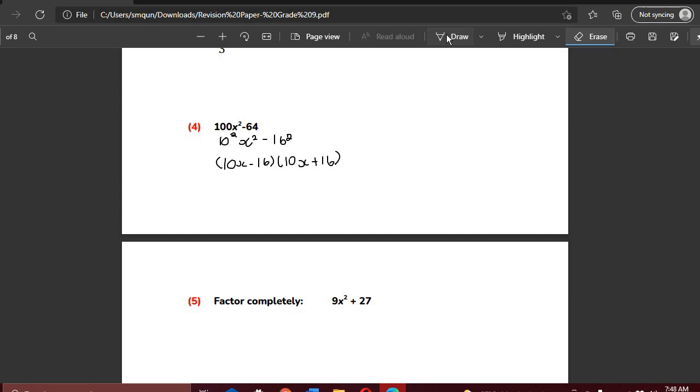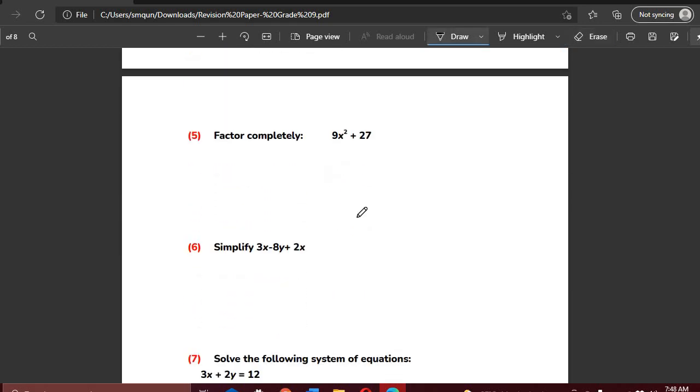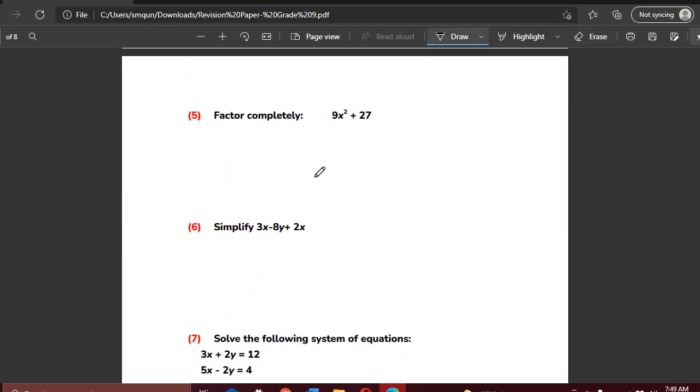Okay, number 5. All right, it also tells us to factorize. So it says 9x squared plus 27. Now, this would not be a difference of squares. Reason being, yes, I can square 3 to get 9, but I can't square any number to get 27. All right, so what we're going to do, we're just going to factorize it using the HCF.